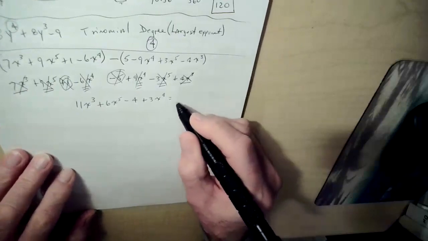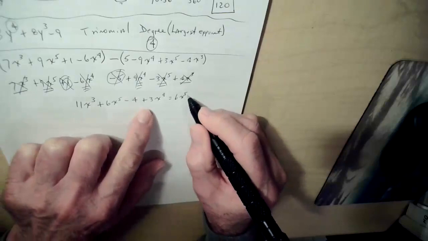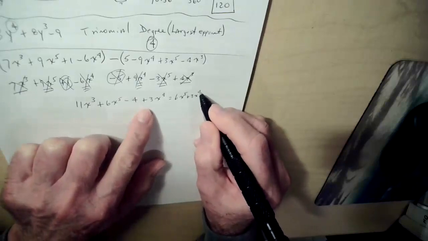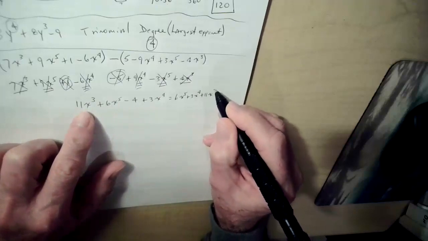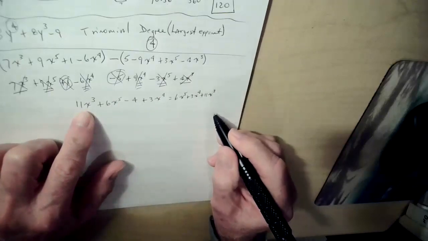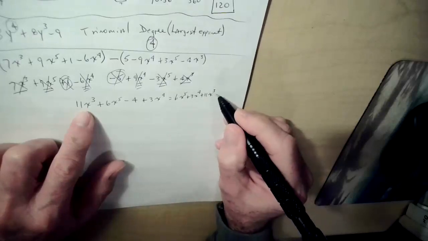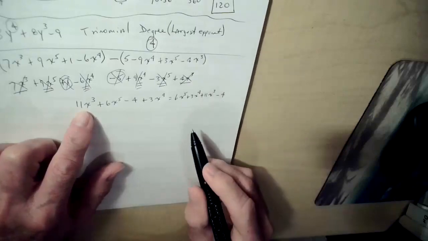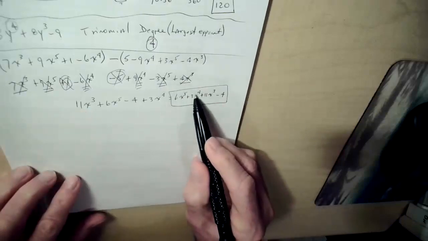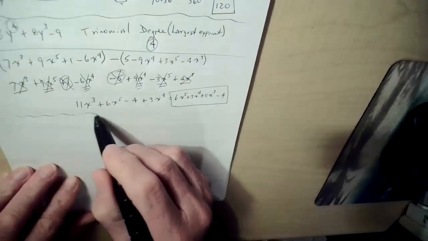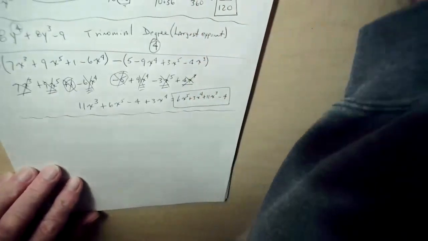So it's going to be 6x to the 5th plus 3x to the 4th plus 11x cubed. There's no squares. Was it -4? And that's our answer. Remember, largest exponent first. If the exponents are the same, alphabetical order.